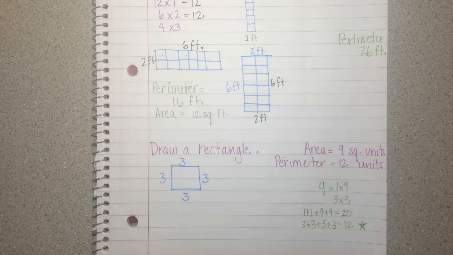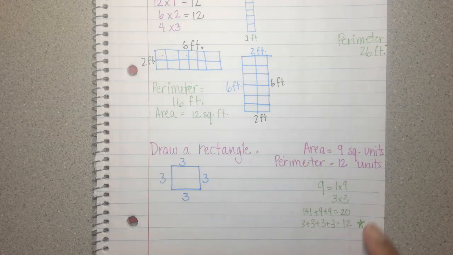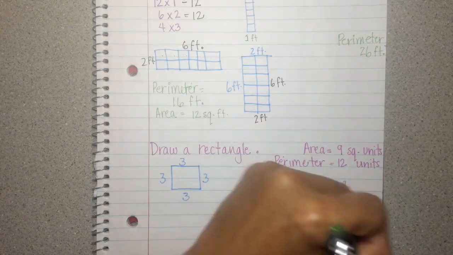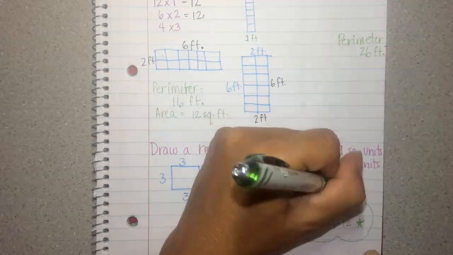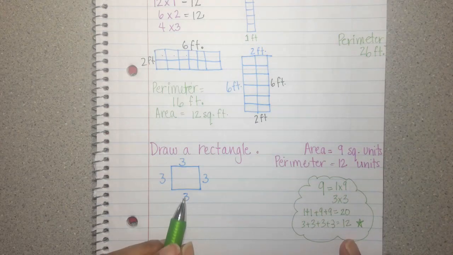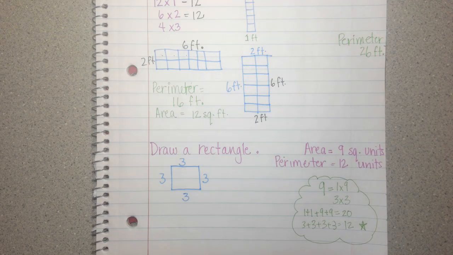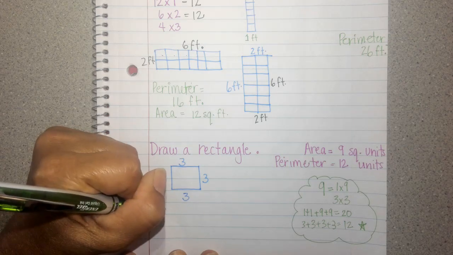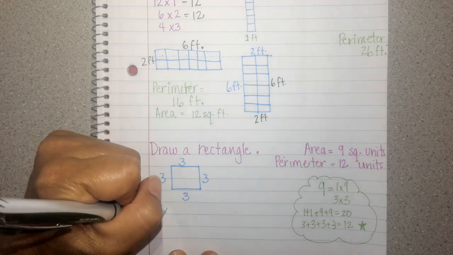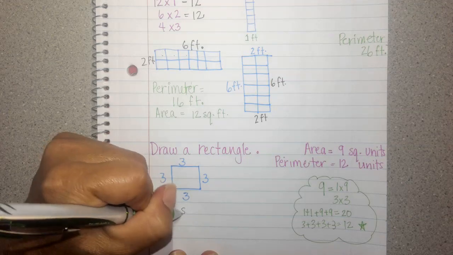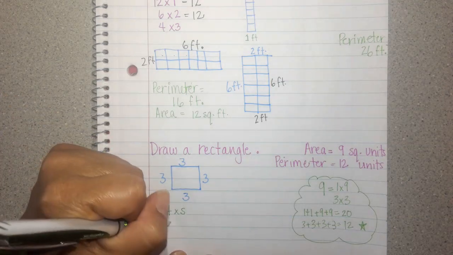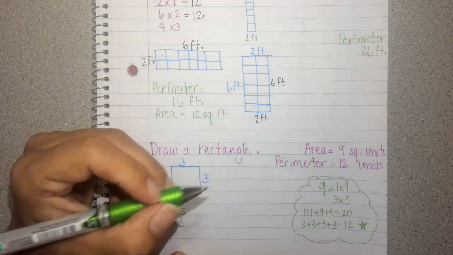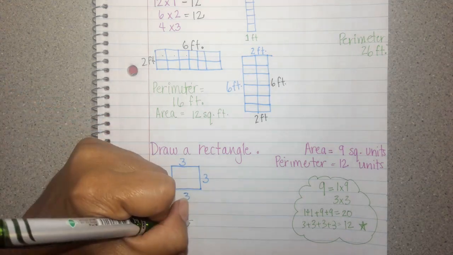Okay, so here was the challenge. Here is the strategy you use. You write the factors and you decide which one will give you the right perimeter. I'll do it one more time. Perimeter would equal, and since this is a square, remember you can also use that formula. 4 times sides means 4 times 3. And you get 12.